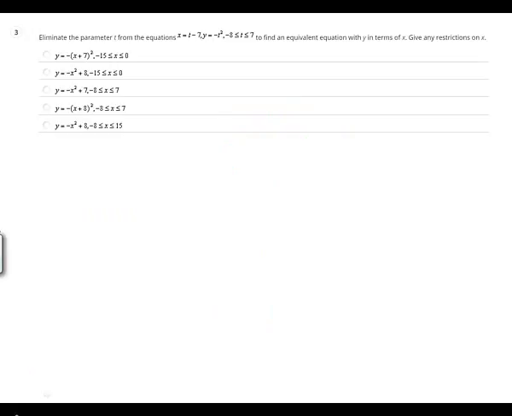Eliminate the parameters. So that means I need to solve one of them for t. Find an equation of y in terms of x, and give the restrictions on x. Interesting. So I need to solve one of them for t. I'm probably going to solve that one, so I'm going to add the 7 to the other side, and then we're going to take that and sub it in.